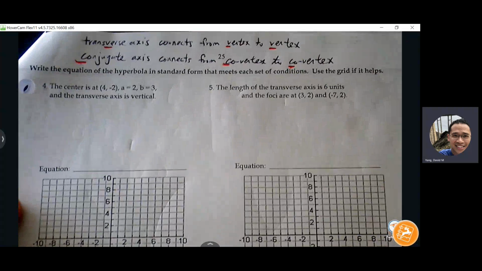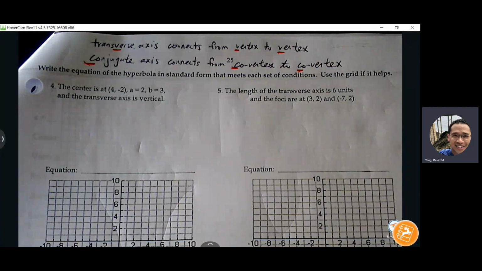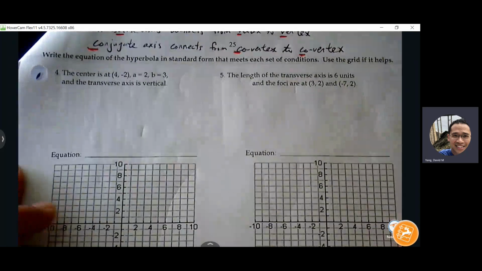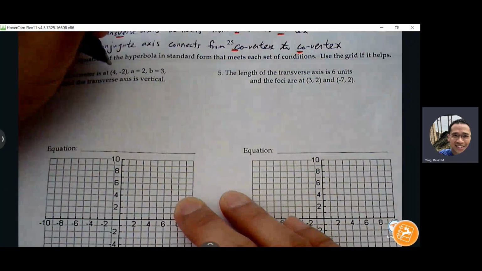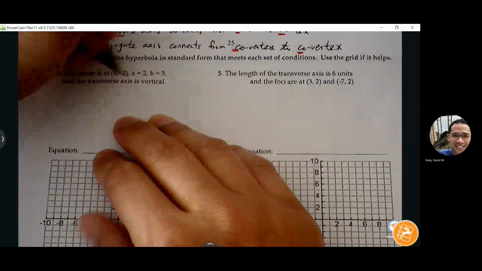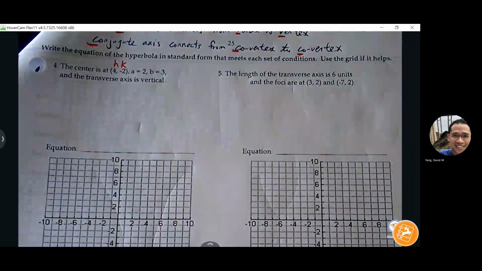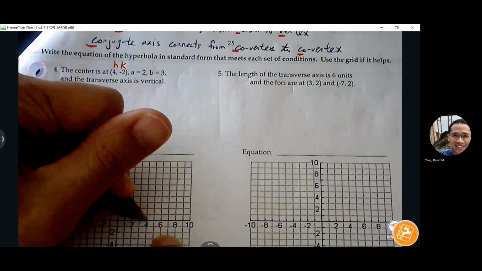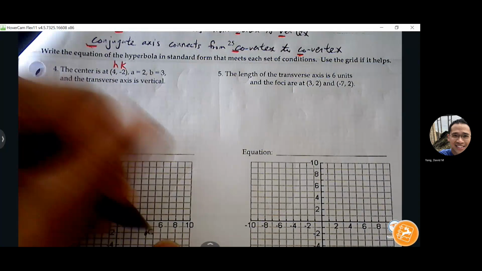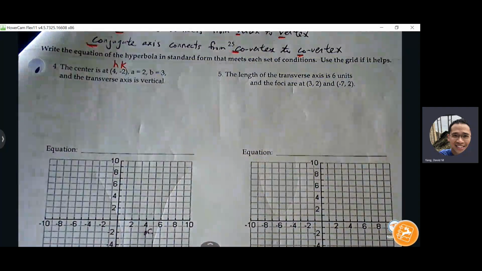Okay, so let's start with number 4 here. I'd like to just go ahead and use the graph to help me picture what this could look like. So the center is at 4, -2. That's my h, k. A is 2, B is 3. Good, they gave us so much information here.